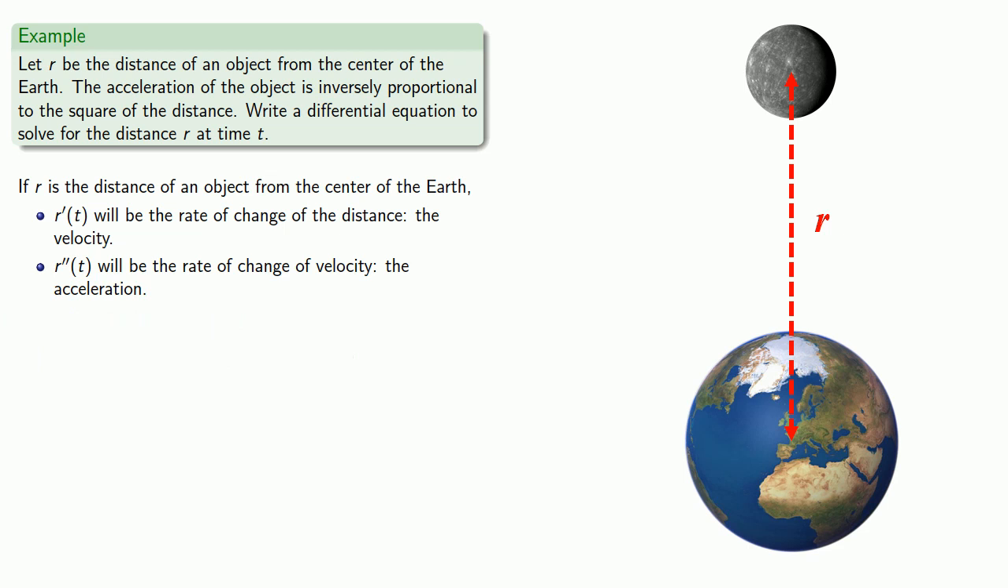That's the acceleration. And our assumption is that the acceleration is inversely proportional to the square of the distance. And so we have the rate of change of velocity, the acceleration, is inversely proportional to the square of the distance. And so we can write that this way, where k is a constant of proportionality. Now, if the universe were a kind and gentle place, you'd always be given rates of change as rates of change.